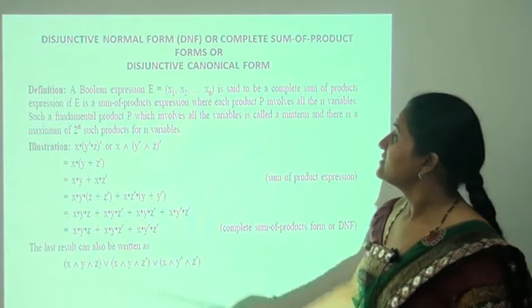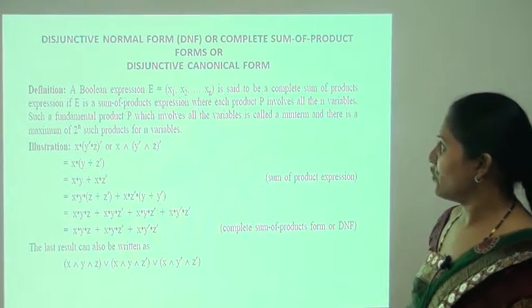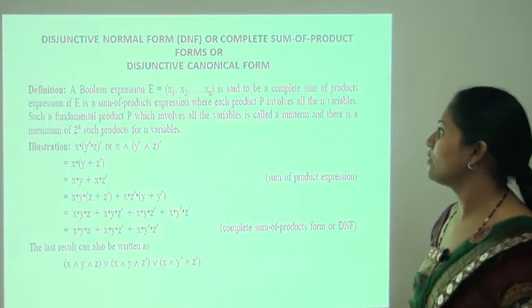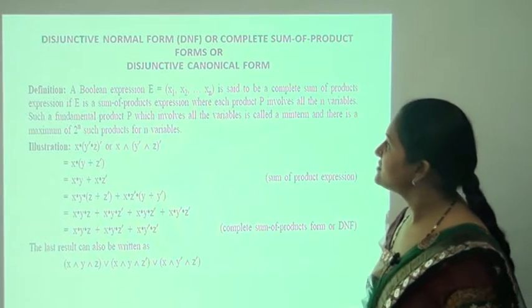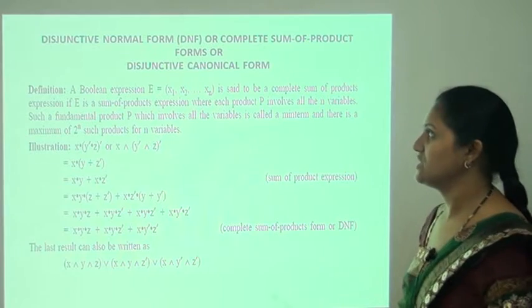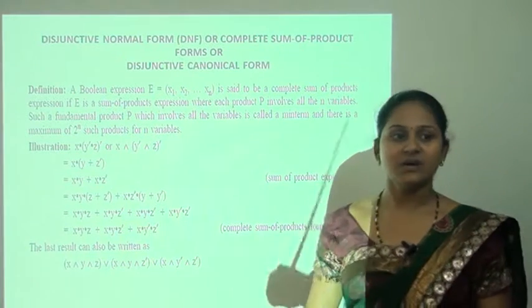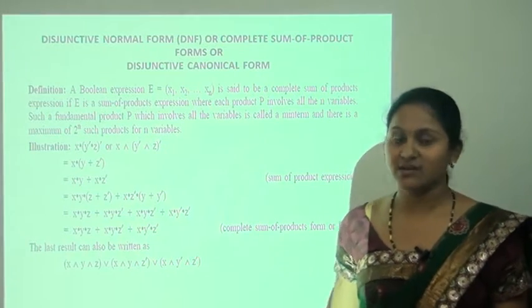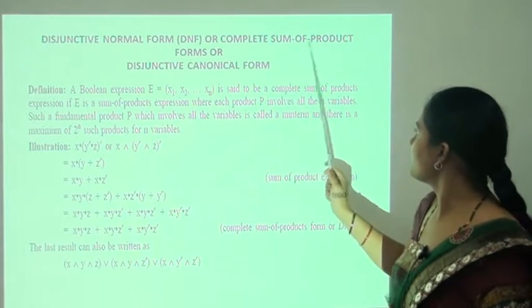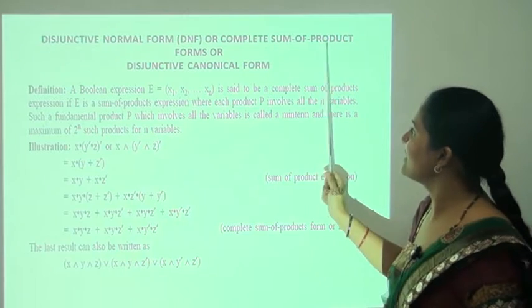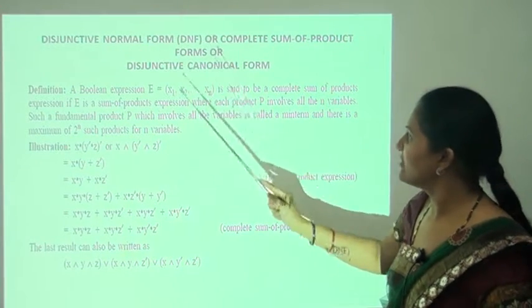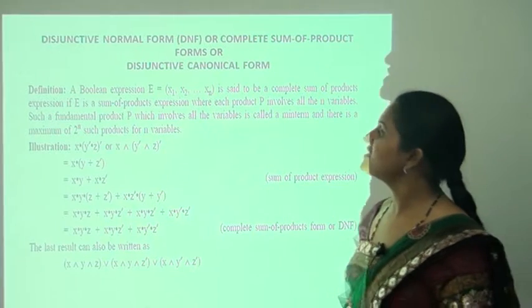Now the disjunctive normal form, that is called DNF, or complete sum of products form, or disjunctive canonical form. So from sum of products we will come to complete sum of products. We have discussed sum of products. Now the complete sum of products has another name, that is disjunctive normal form, DNF. So what is a DNF?